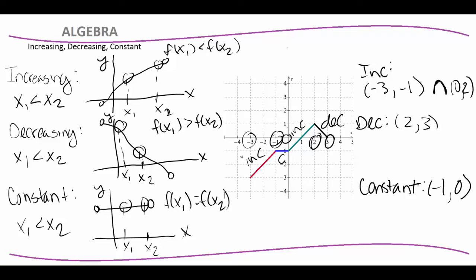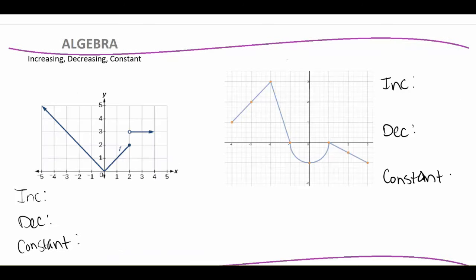Now let's look at some more graphs. Okay, so we have two more graphs here. So let's look at this first one on the left, and we're going to determine when it's increasing, decreasing, and constant. Starting from left to right, it looks like we're going down, so this area all the way to 0 is decreasing. And then after 0, it looks like we're going up till we hit 2, so that's increasing. And then from 2 on, it looks like we are constant.